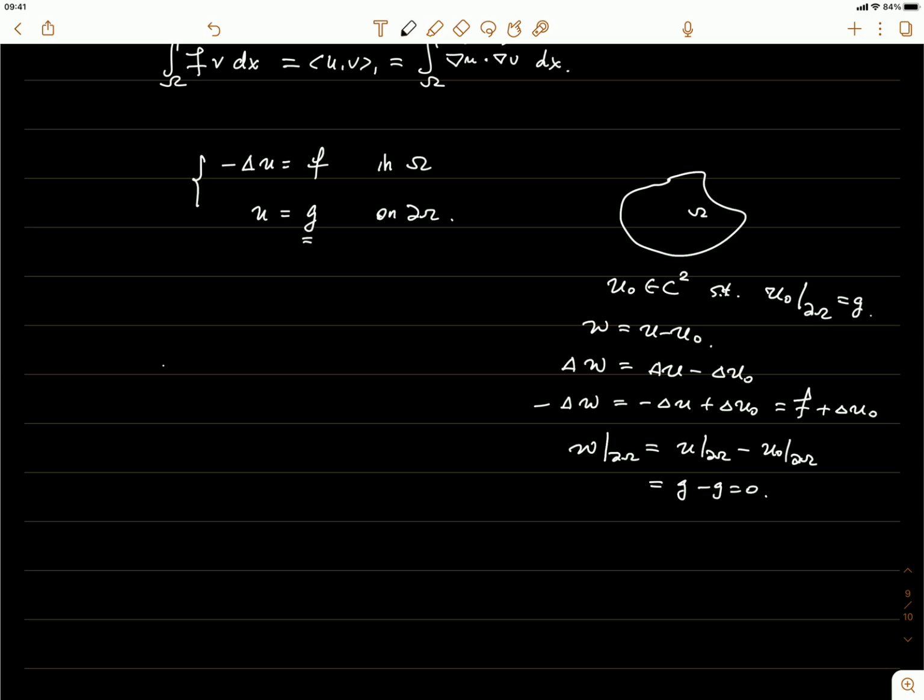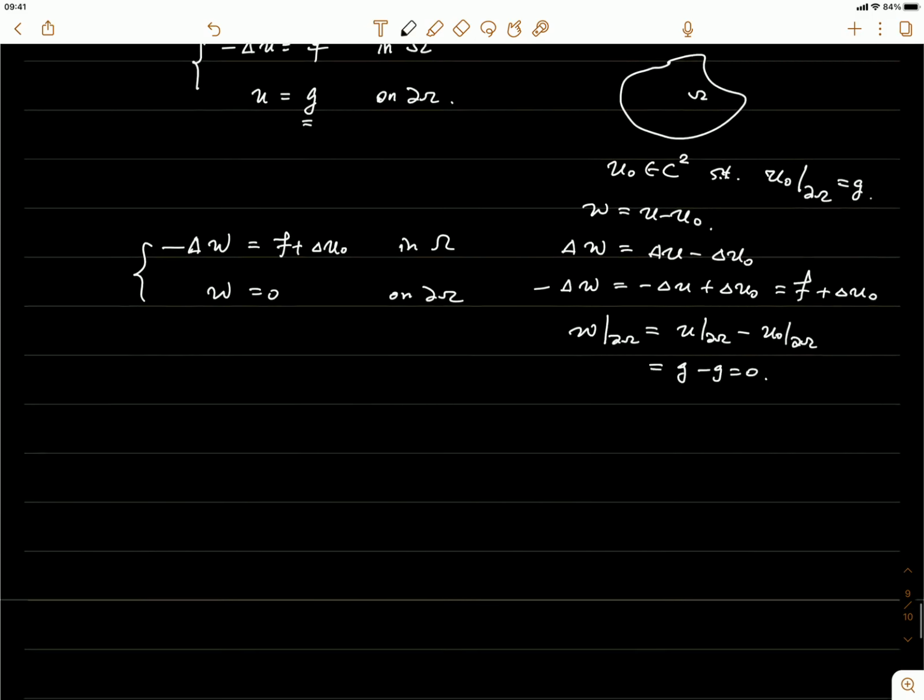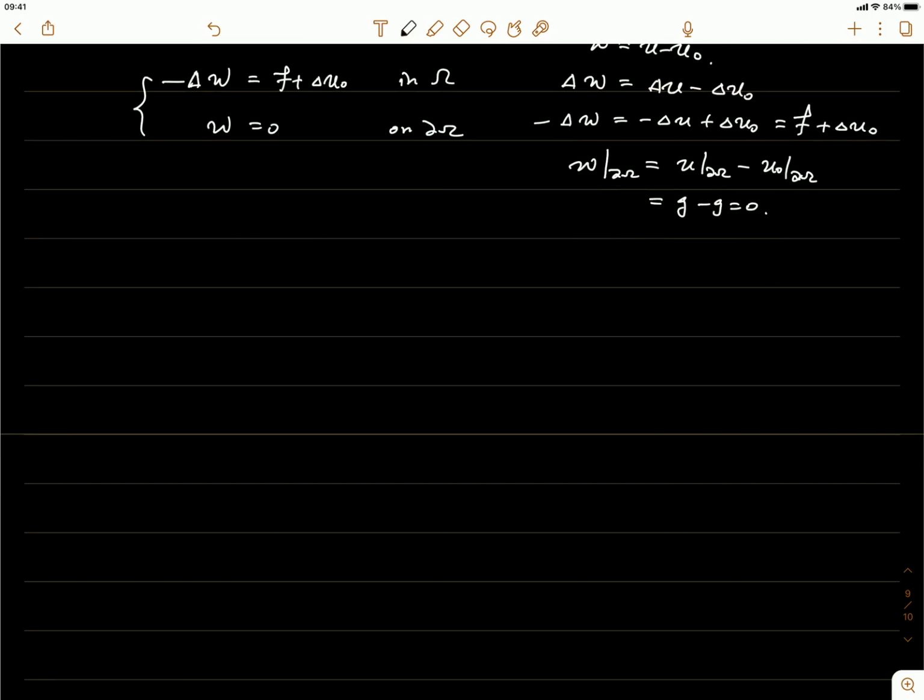So now we obtain a new PDE, which is the same as the earlier one. It's just the negative Laplacian of w equal to f plus Laplacian of u_0 in Ω, and w is equal to 0 on the boundary. Okay, and then we can just try to find this w, or show the existence and uniqueness of a weak solution to this PDE as we did before. Then with that we can just add this u_0 and get back u. Okay, so that is one strategy that we can use. Okay, so that's the solving of PDEs.